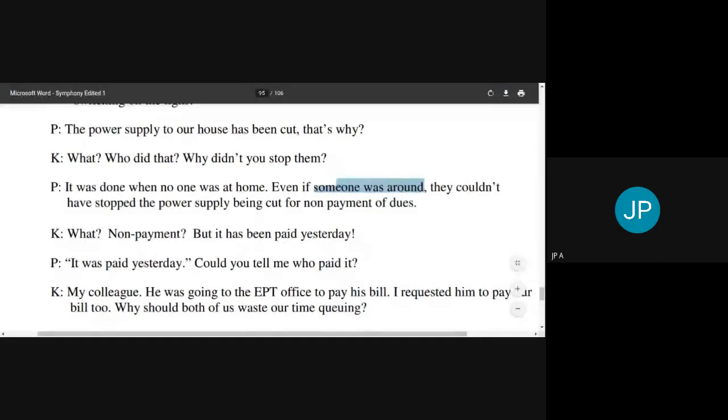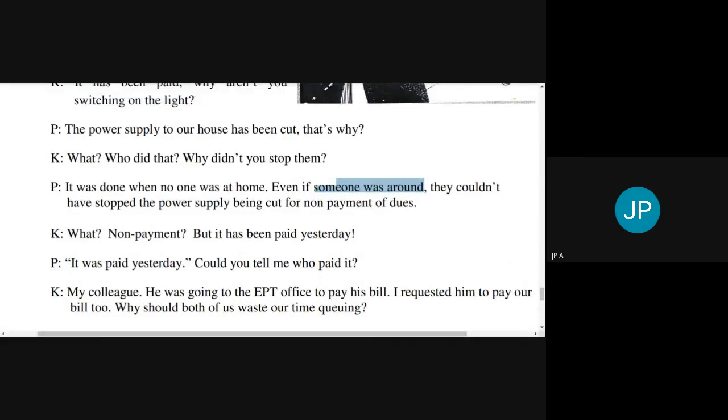So someone is around means someone is there in or near the house. That is, in the premises. Someone being around somewhere is an idiom which means to be in the premises. So that is the meaning of this usage. That is, to be in the premises. So even if someone is around, that is, even if someone is there in the house, they would still have removed the power connection. Why? Because the power bill has not been paid even after the due date.